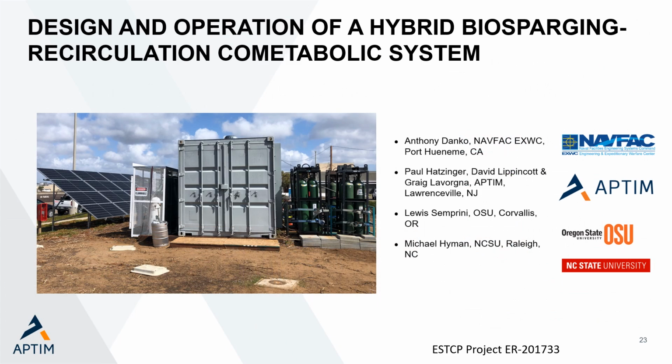So the last example today is going to be rather extensive, including some videos, and this goes over the design and operation of a hybrid biosparging groundwater recirculation cometabolic system. This system was designed to treat a mixture of chlorinated solvents and 1,4-dioxane at a site, and it actually employed multiple cometabolic substrates, in this case isobutane and methane. The system was actually a retrofit of the previous system that I showed you.